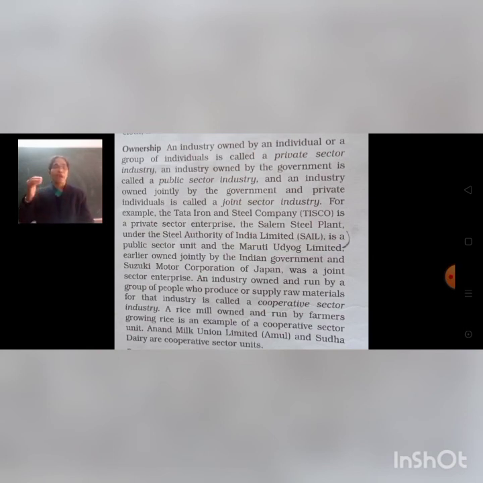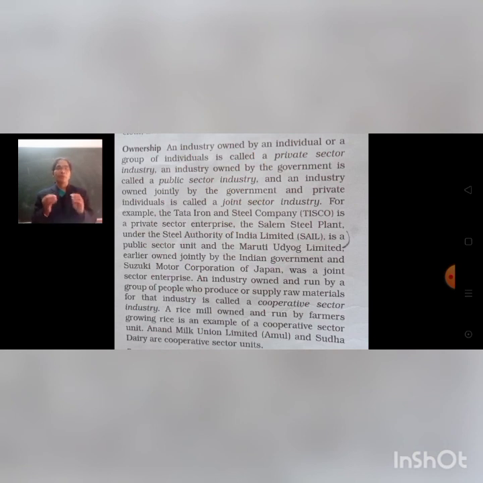An industry owned and run by a group of people who produce or supply raw materials for that industry is called a cooperative sector industry. See an example: a rice mill owned and run by farmers growing rice is an example of a cooperative sector unit.